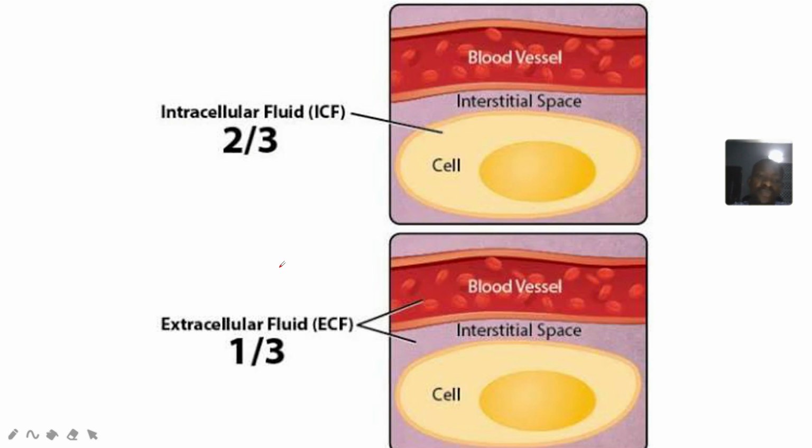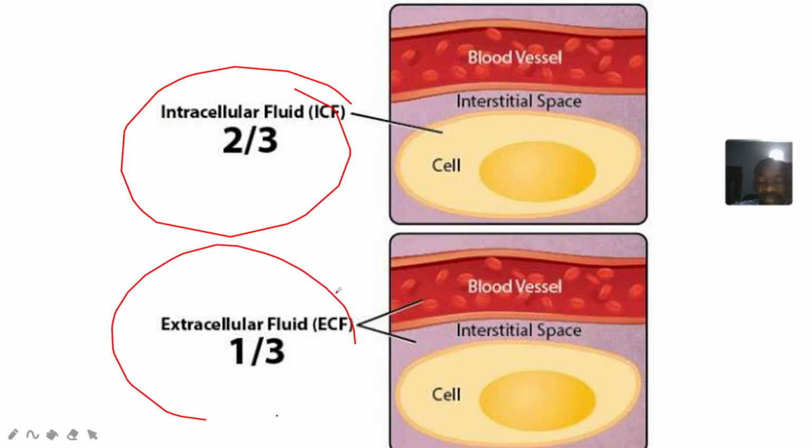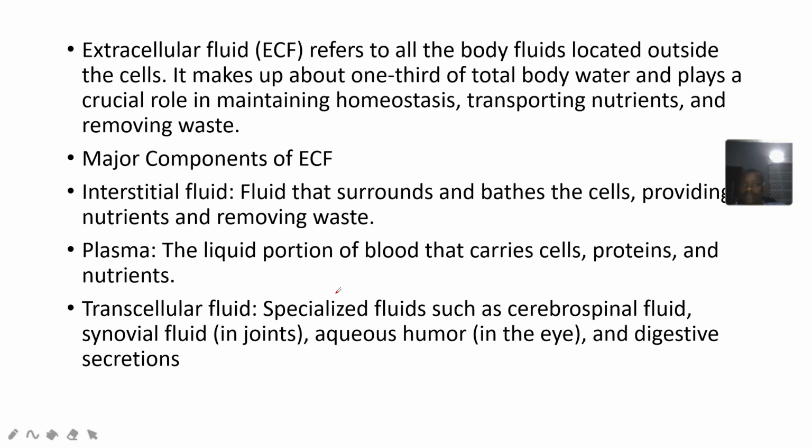So if you have fluid inside the cell, we call it what? Intracellular fluid. If you have fluid around the surrounding of the cell, that's what we call extracellular fluid. So it just refers to the body fluid which is outside the cell and it makes up about 1/3 of the total body water and is very important in how you are able to control the balance of fluid in your body, how you are able to transport nutrients, how you are able to remove waste from your body.